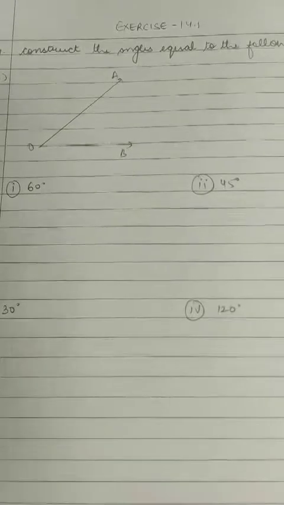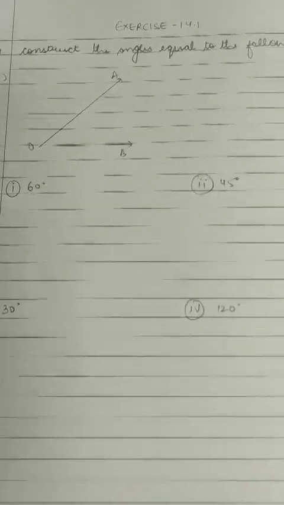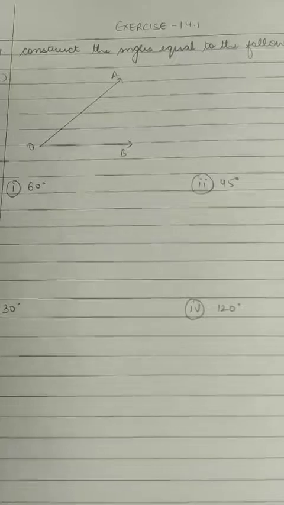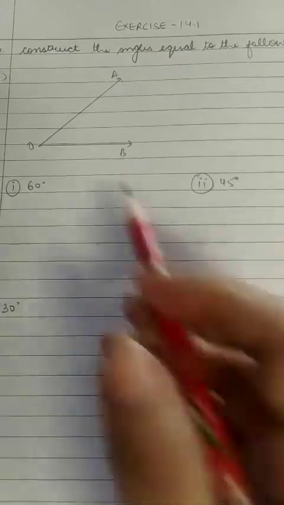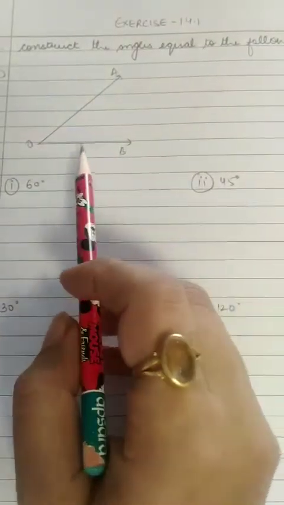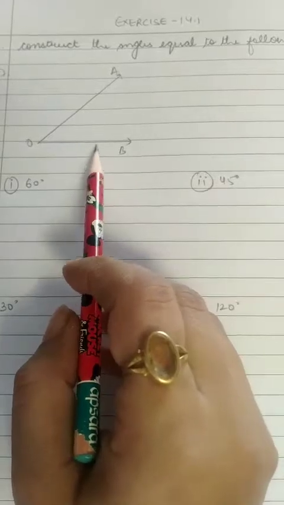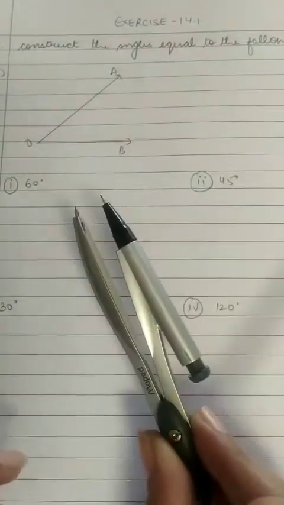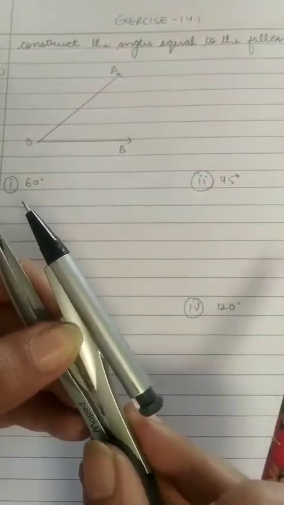Hello children, today in this video we are going to start with our new exercise 14.1, construct the angles equal to the following angles. So first question, this is given to you, how to construct the same angle which is given to you. Now for this you want one compass and pencil and scale also.